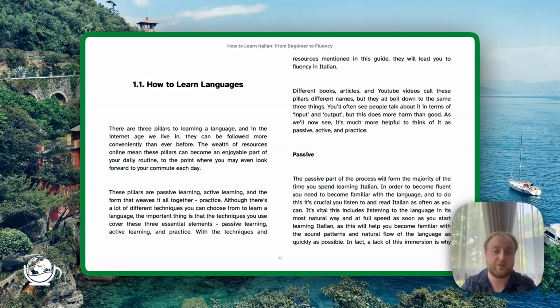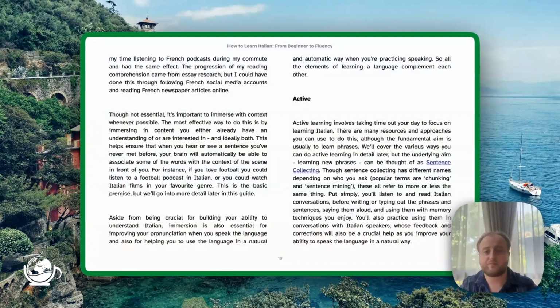Fortunately, with passive learning, because it's passive, you can accumulate many hours doing it on your commute, cleaning, cooking, exercise, etc. Now, the active part of the process is where comprehensible input can be very useful, and I'll get into why in just a moment. But basically, with active learning, when you strip it down to its most basic level, it is sentence collecting. And it could be called other words, chunking, sentence mining. You'll probably have come across some of these before.